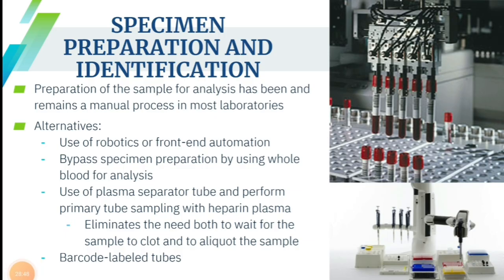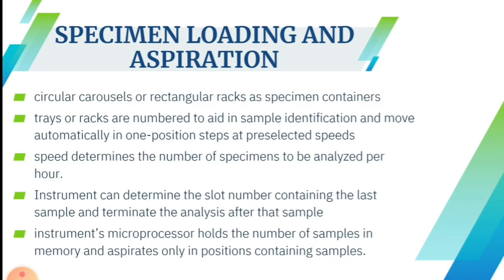The barcode labeled tubes are then transferred to the loading zone of the analyzer, where the barcode is scanned and the information is stored in the computer's memory. The analyzer is then capable of monitoring all functions of identification, test orders and parameters, and sample position. Alternatives of specimen preparation and identification are presented on your screen. Circular carousels or rectangular tracks as specimen containers for holding disposable sample cups or primary sample tubes in the loading or pipetting zone of the analyzers can be used for specimen loading and aspiration. I have already mentioned this in the previous slide.